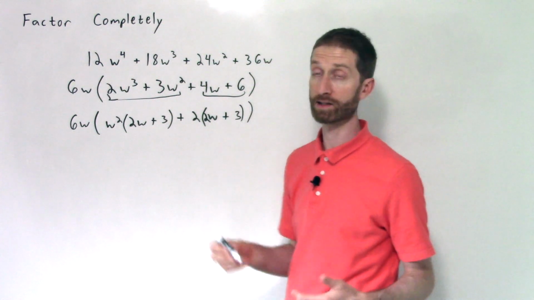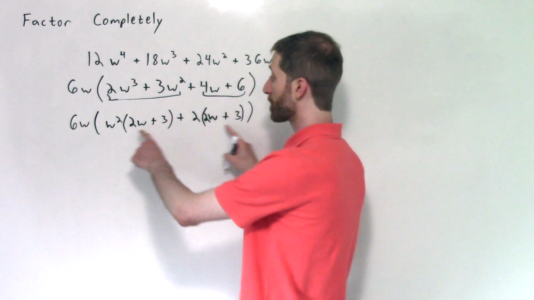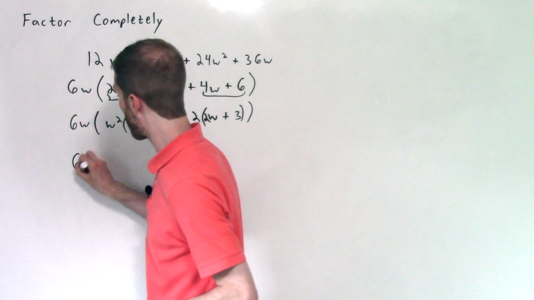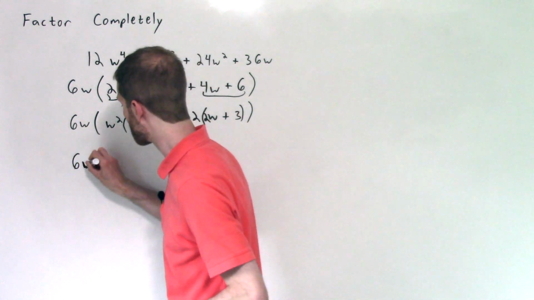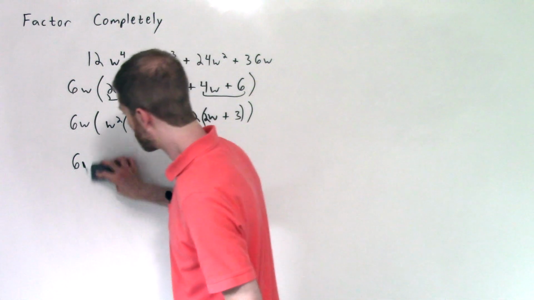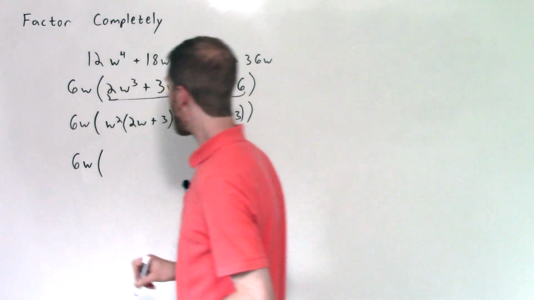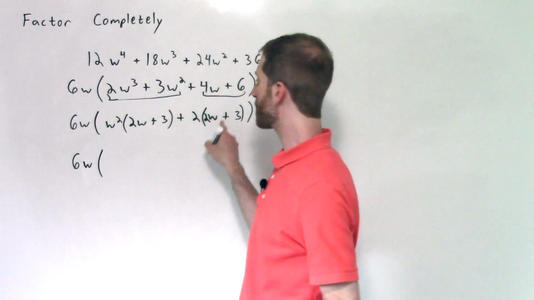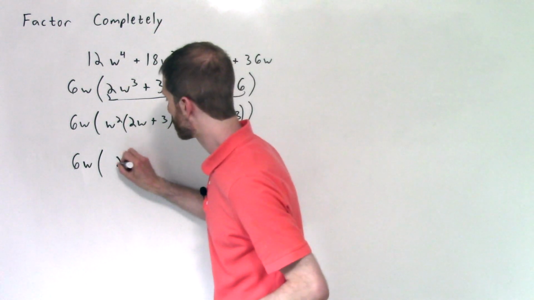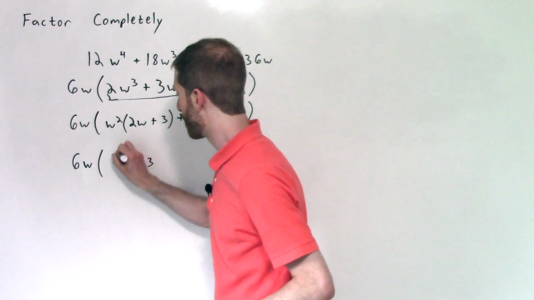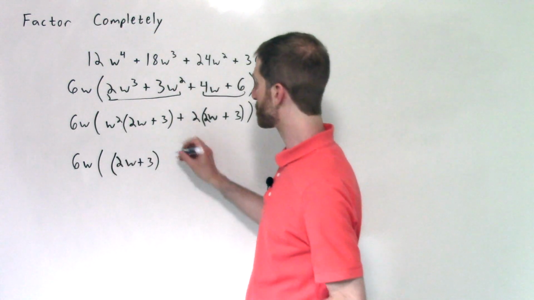Now from here, just focus on the parentheses, the 6W's along for the ride. I know it's a lot to keep track of. Let's make that look more like a W. Let's erase that a little bit. Sweet. And now what we have left on the inside here is the 2W plus 3 in common. So I get 2W plus 3, distributed to the W squared plus 2.